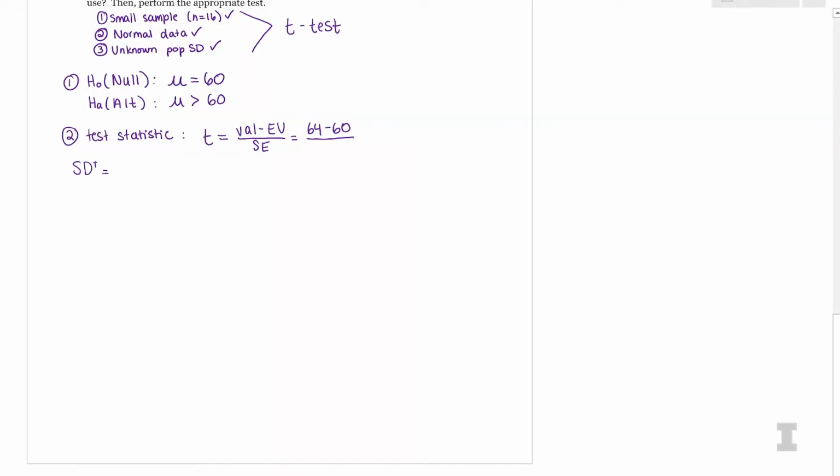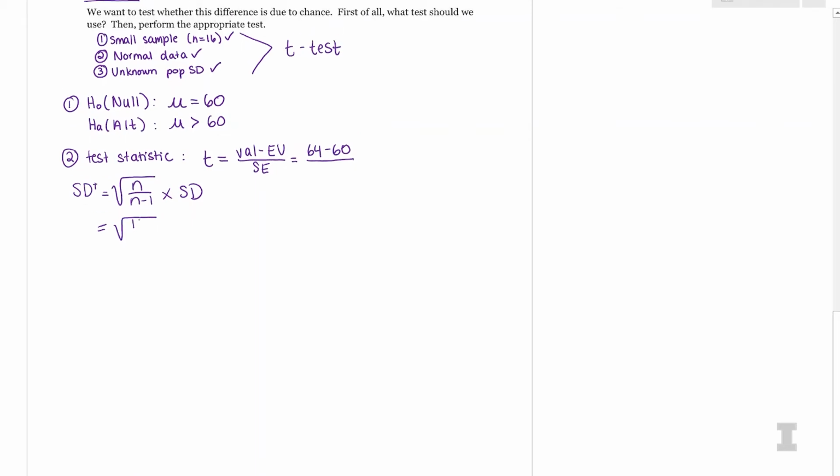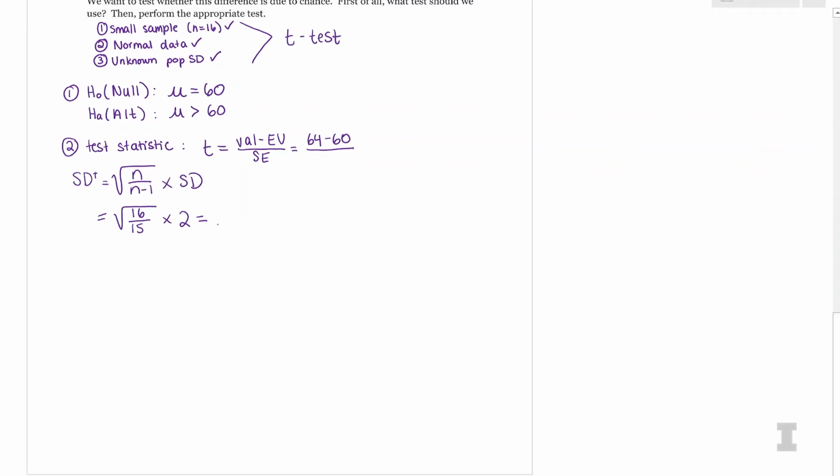So I have to calculate the SD plus first. We're going to do the square root of n over n minus 1 times the SD of the sample. So n in this case is, what was it, 16? 16, yep. So we can do square root of 16 over 15 times 2. Square root of 16 over 15 is 1.03, and that whole thing times 2. So 2 times this is 2.066. So we can see this SD plus is slightly bigger than our SD of 2.